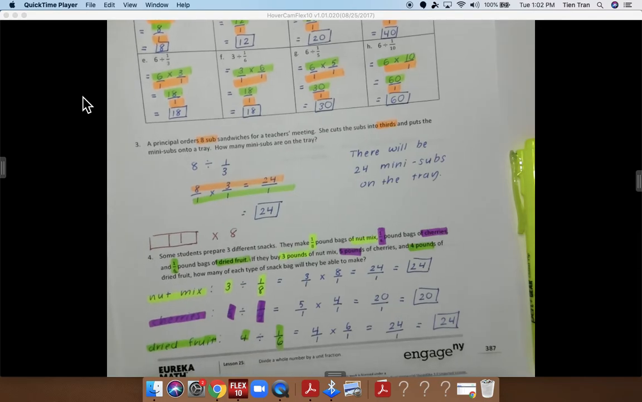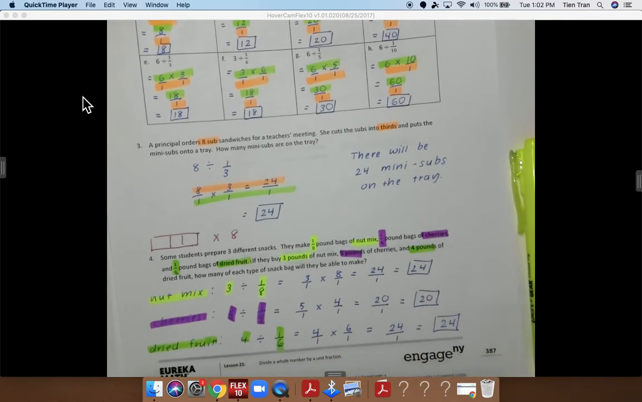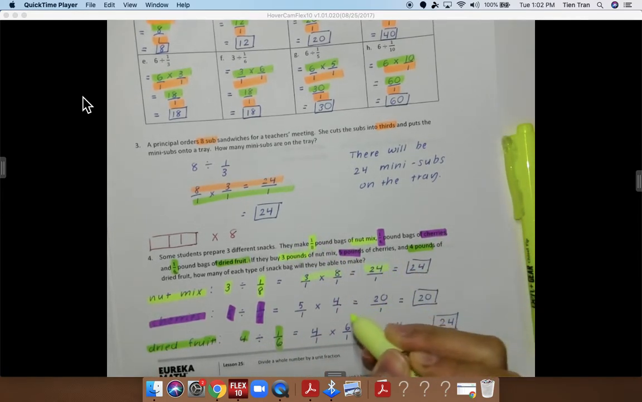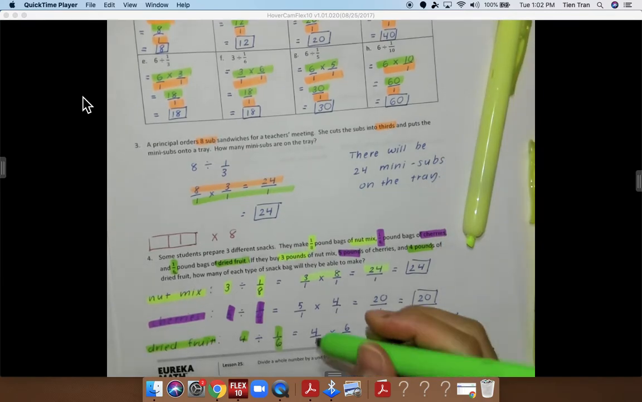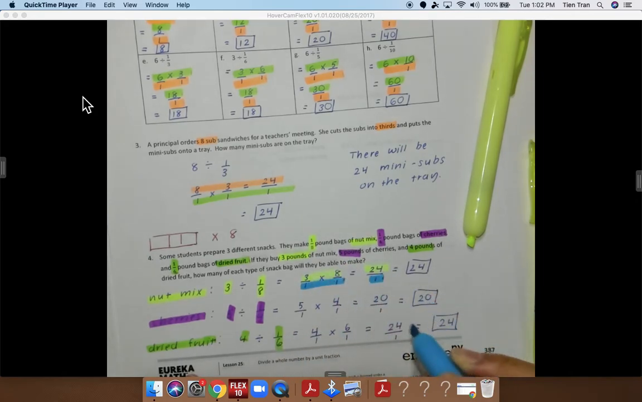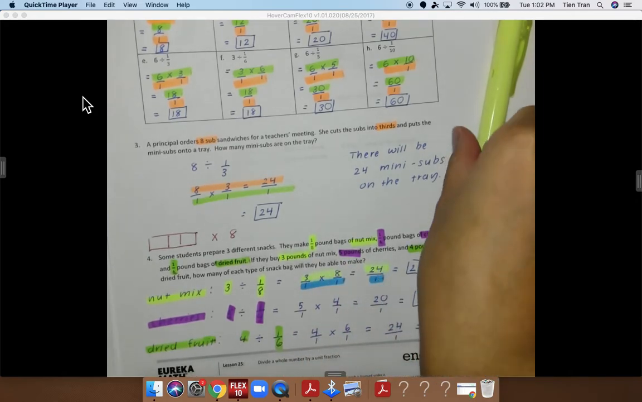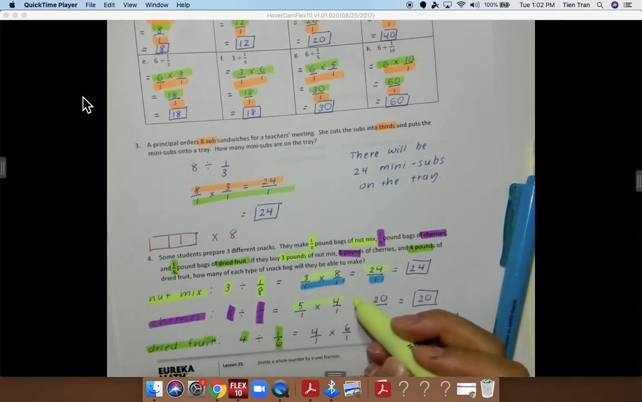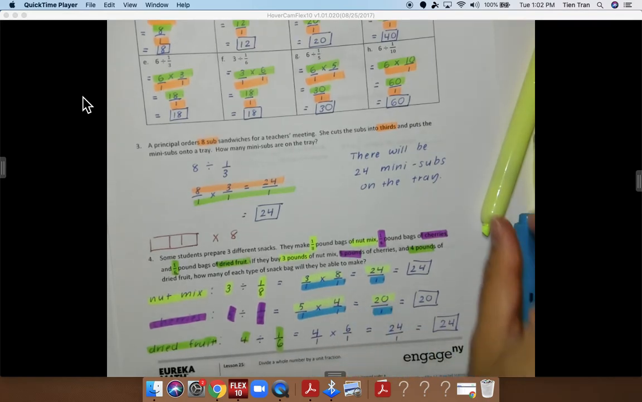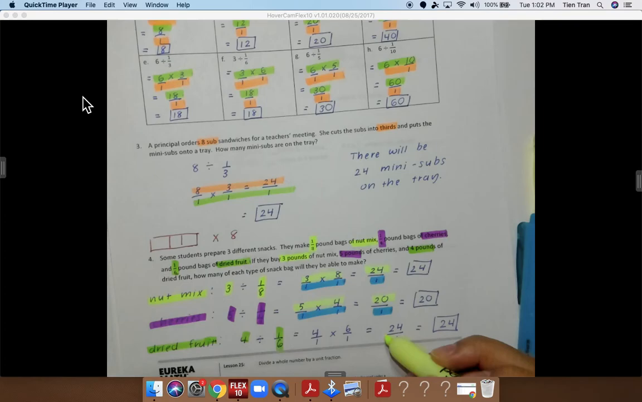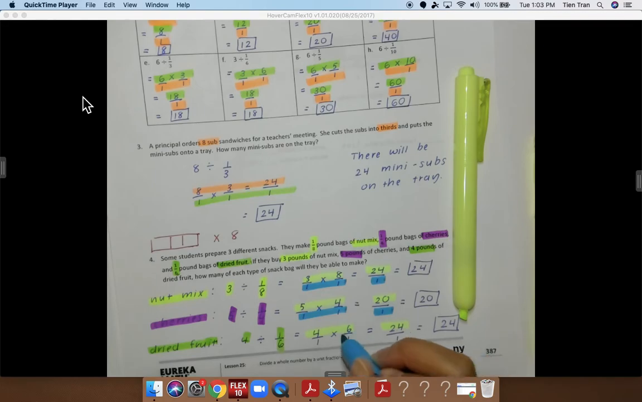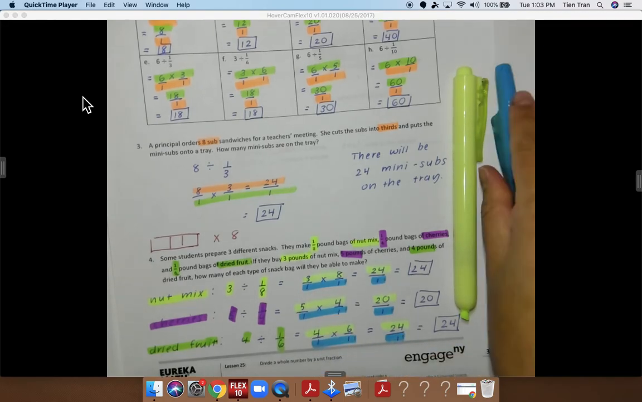So now I'm going to multiply. 3 times 8, let me choose a different color, sorry. 3 times 8 is equal to 24, and we have 1 times 1, which is equal to 1. So 24 divided by 1 is equal to 24. 5 times 4 is equal to 20, and 1 times 1 is equal to 1. And the last one, we have 4 times 6 is equal to 24, and 1 times 1 is equal to 1. And that is all for today.